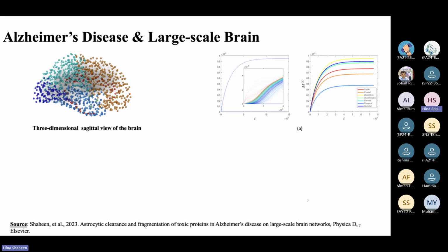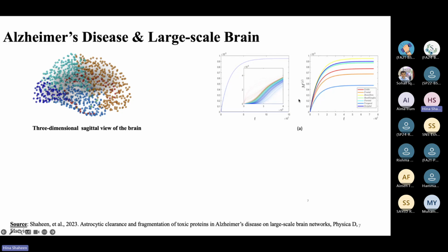That is, if the concentration of astrocytes becomes lower than the concentration of amyloid beta plaques, instead of protecting the neurons, they will promote neurotoxicity within the brain. So here, in regards to the large-scale brain network model of Alzheimer's disease, we have considered 3 different cases. In the first case, as shown in figure A, we have considered the concentration of astrocytes lower than the concentration of amyloid beta plaques.